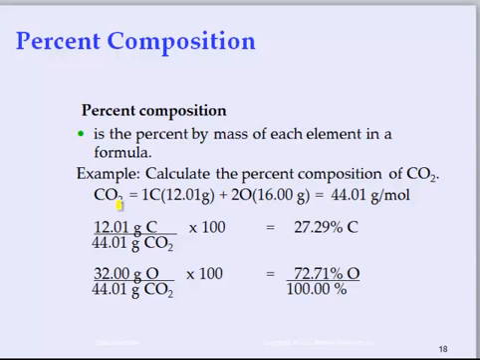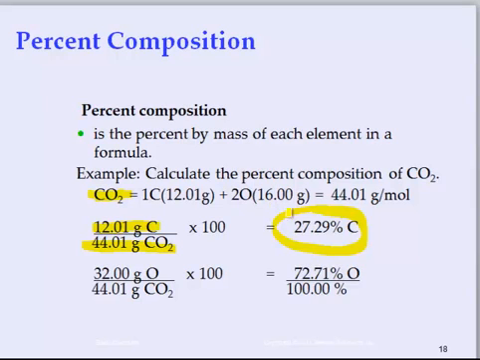So for example, carbon dioxide is given up here. If we want to look at the percentage expression of the carbon present in the molecule, notice I've got 12 grams of carbon. Divide that by the total weight of the molecule, which is 44, times 100, and this molecule of carbon dioxide has approximately 27.29% carbon.